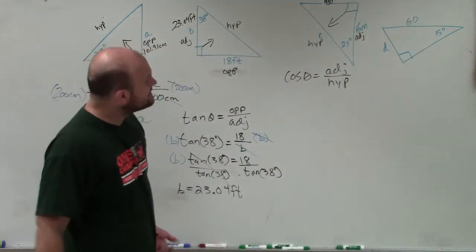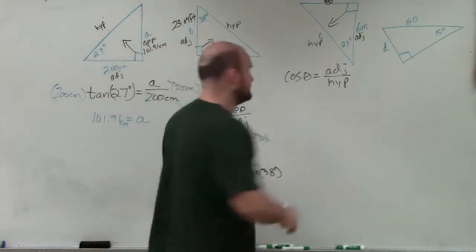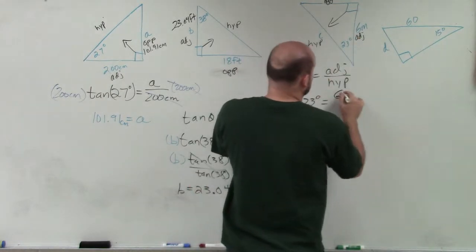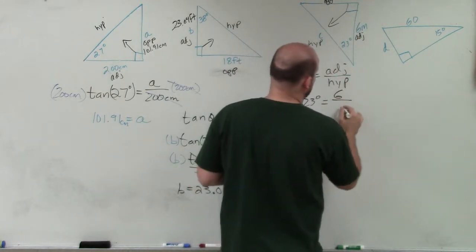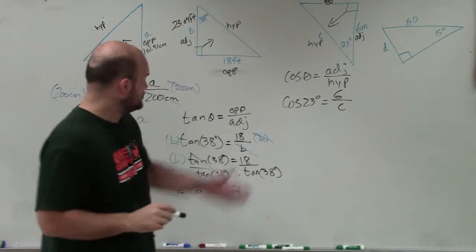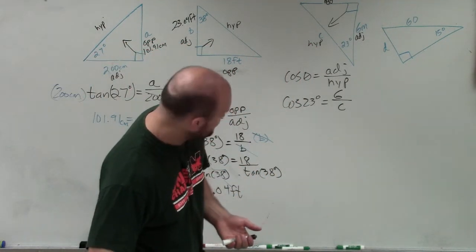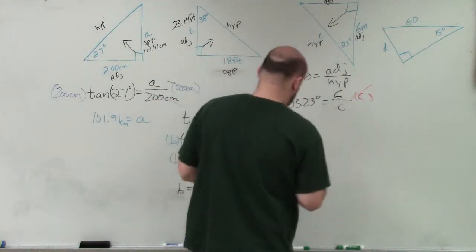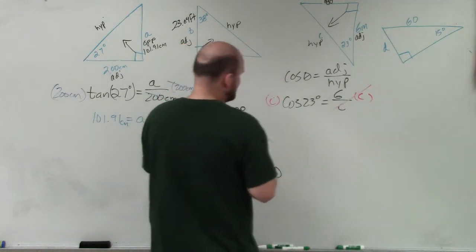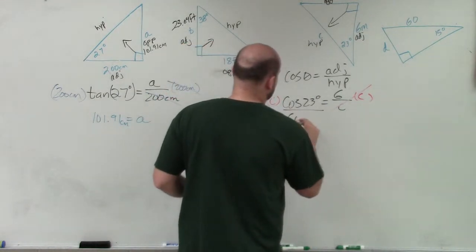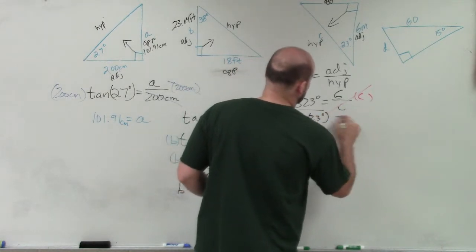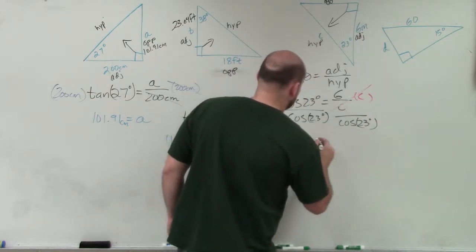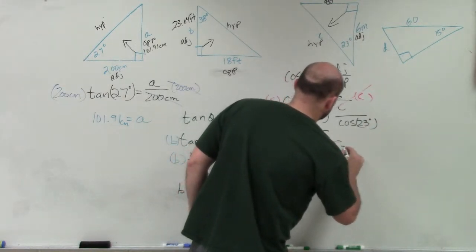OK? So in this case, you can see that theta is going to be 23 degrees. So I have cosine of 23 degrees equals my adjacent side, which is 6 meters, divided by my hypotenuse, which in this case we do not know, which is c. So just like I did on the last problem, I'm going to follow the same steps. I'm going to multiply by c on both sides. Those are going to now divide out. Then I'm going to divide by the cosine of 23 degrees on both sides. And therefore, I can say that c equals 6 divided by the cosine of 23 degrees.